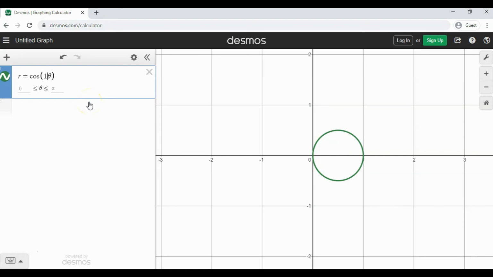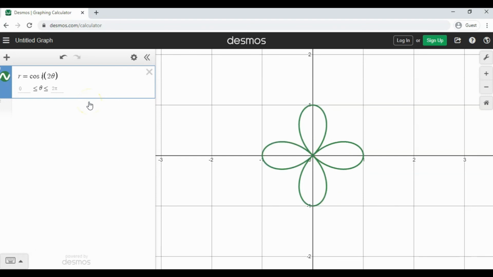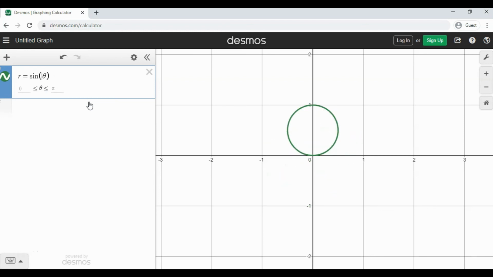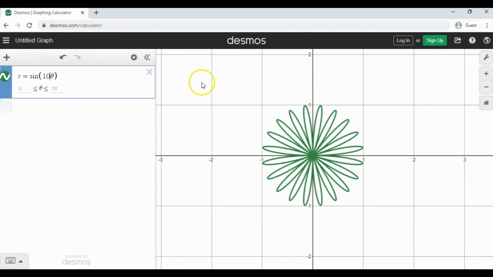Let's change it to sine now. Sine of 2 theta. We still have the 4-leaf clover, but it turned it by about 45 degrees. 3, 4, 5, 6, 7, 8, 9, 10. Once again, we have that flower again. And so you can have a lot of fun with polar functions. That's all I really wanted to show you here.